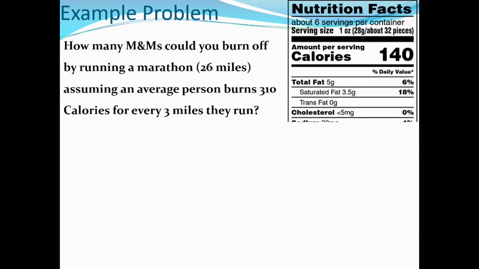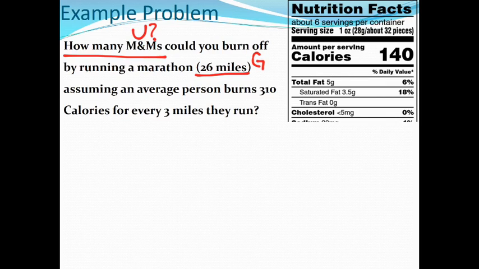So I'm going to go through this GUESS method with you, and it starts by finding our given and our unknown. My question is, how many M&Ms could you burn off by running a marathon? So my given here is that I'm running a marathon, so my given is this 26 miles. And what I want to know is how many M&Ms I could eat after that marathon, how many M&Ms I would have been burning off during that marathon. So I'm trying to connect and convert miles into M&Ms.